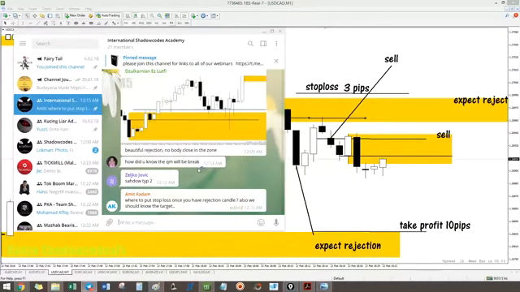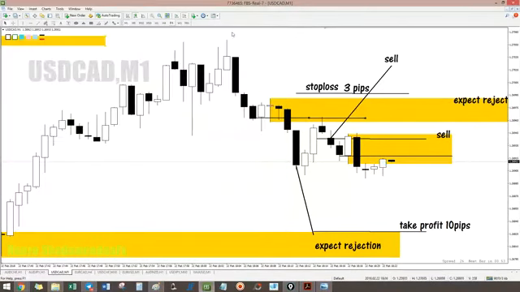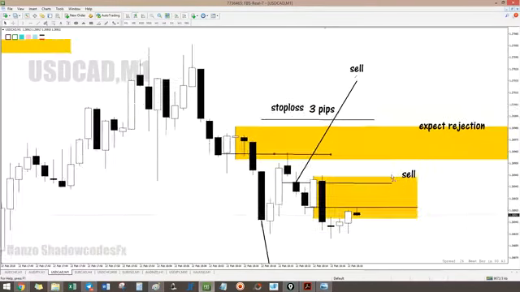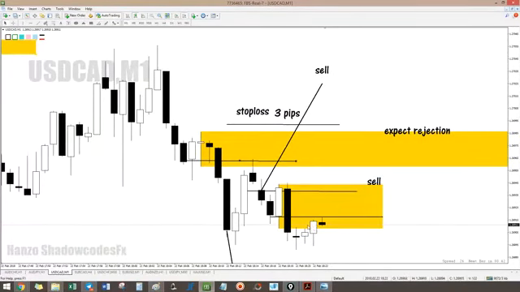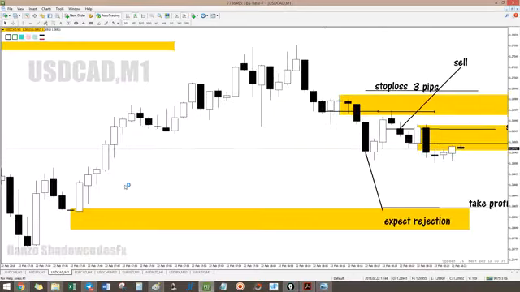Is there any other question? I got 6 person watching my trade and waiting for my SL stop loss. Right, got no rejection. Look, this is not a good rejection because price over here, price close inside of this zone. Okay, price close inside of this zone.